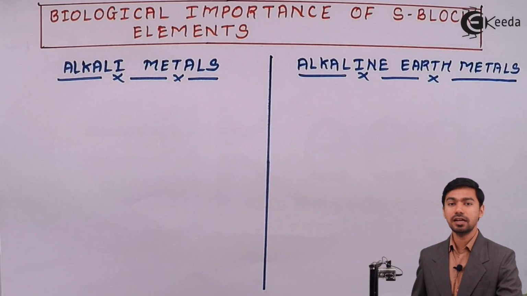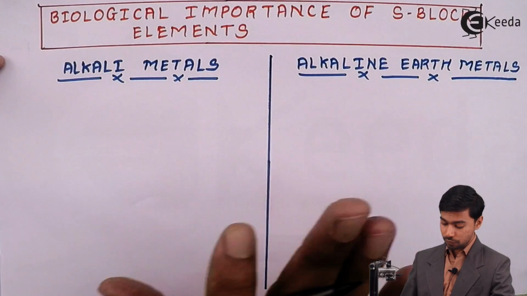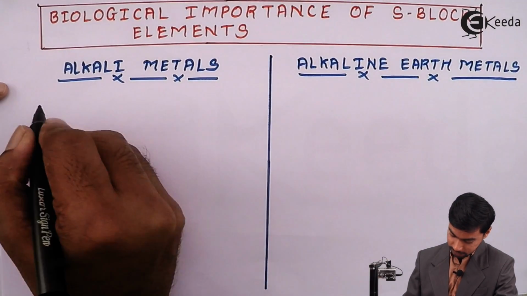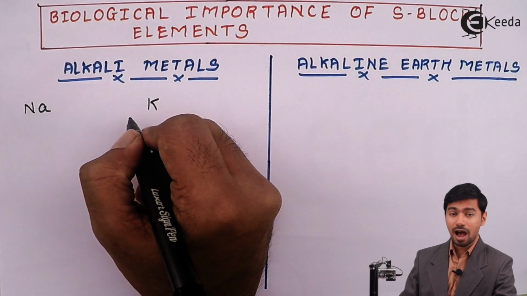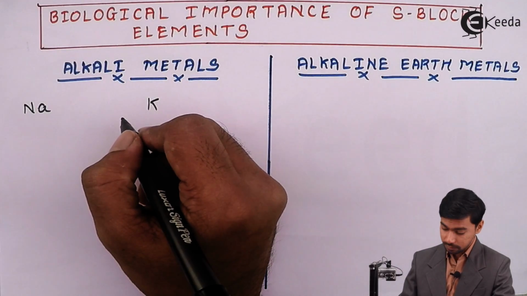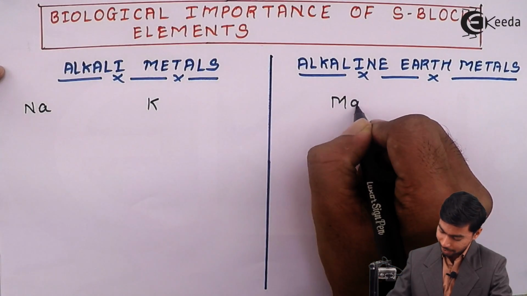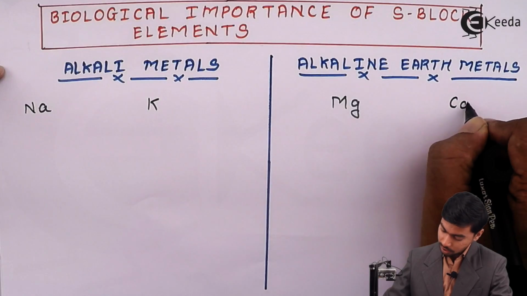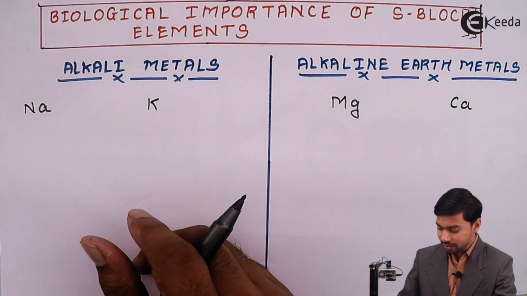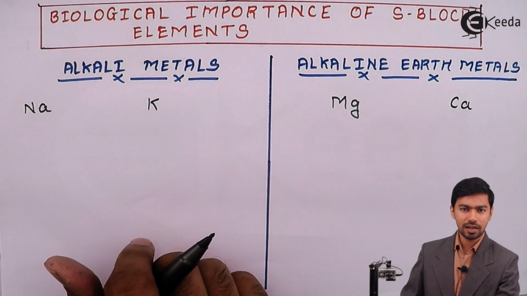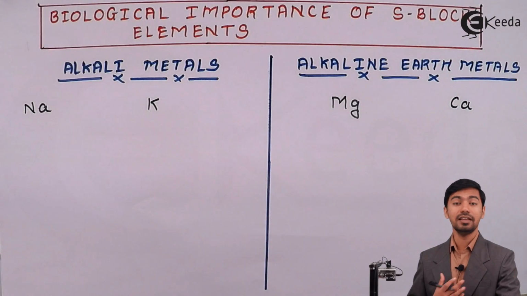As we already have studied, S block elements have been divided into two parts, that is alkali metals and alkaline earth metals. From the alkali metals, two elements, sodium and potassium, are very important biologically, and in the case of alkaline earth metals, again two elements, magnesium and calcium, are very important for mankind biologically. In terms of biological importance, we are saying that they are very important constituents in our body.